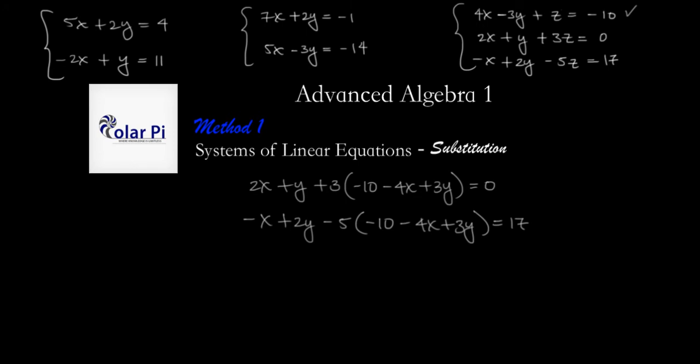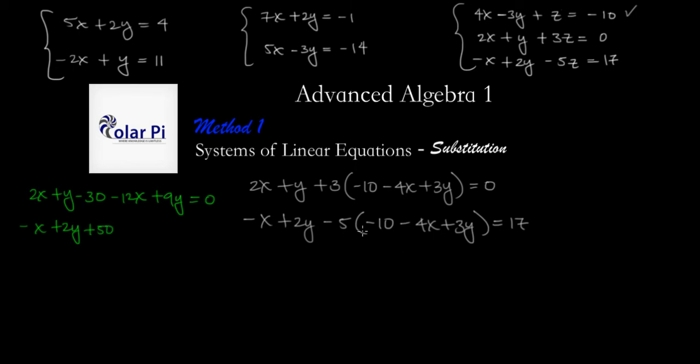And I guess to break the monotony, I'll do it in a different color. So we've got 2x in the first equation plus y. And then we've got minus 30, distributing the 3, right? And then we've got minus 12x. And then we've got the plus 9y. And the right side still equals 0. Yeah, cool. And then the second one says minus x, right? And then plus 2y, that's just the start. And then the distributing says plus 50, okay?